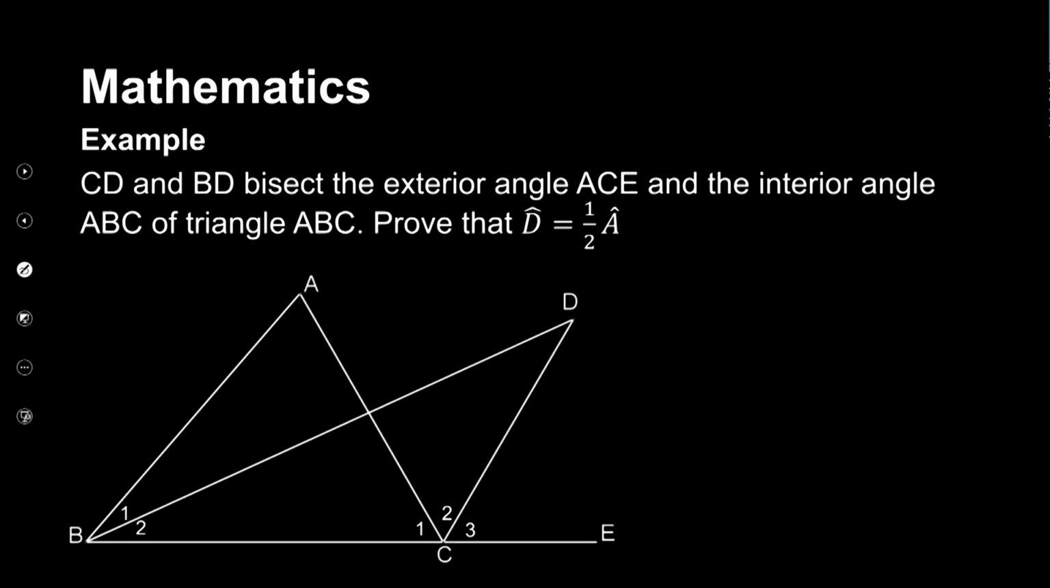Now, one more example of how we can use all of this that we've spoken about so far. I am told that CD and BD are bisectors of the exterior angle ACE. That makes this to be equal to that. And then the interior angle ABC of the triangle ABC, right? So the interior angle ABC making this to be equal to that there. Please see that I'm trying to show them with different symbols so that they are equal. Now I'm required to prove that D is equal to half of A.